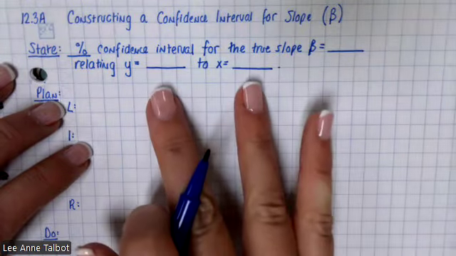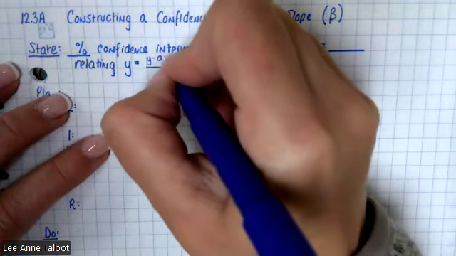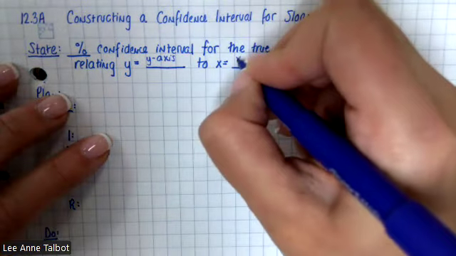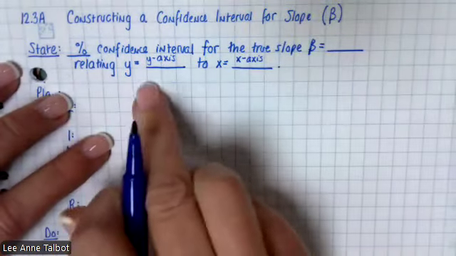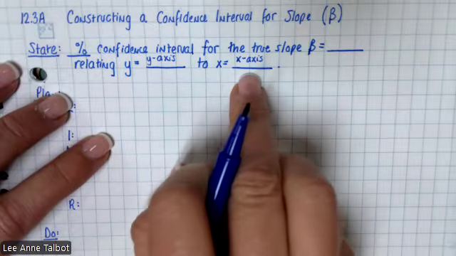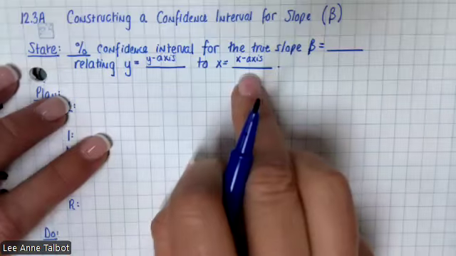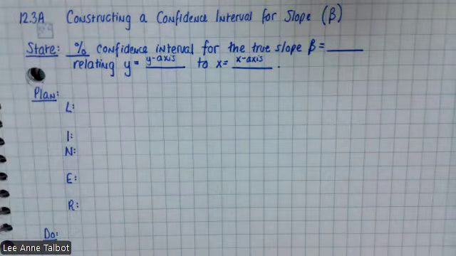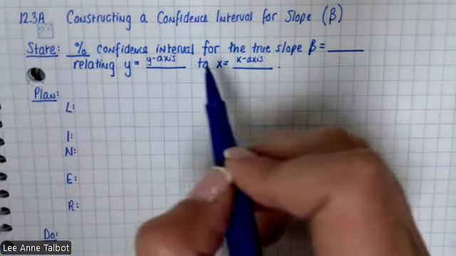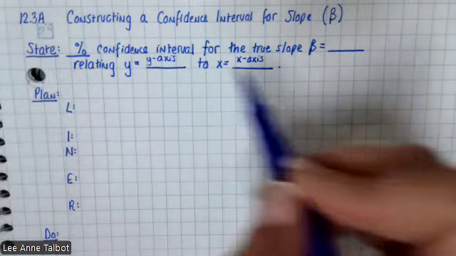and these two things will be the labels on the axes. So y-axis, x-axis. So yards to amount of cats. I don't know. Whatever variables are on the axes. Okay. So blank percent confidence interval for the true slope beta relating whatever the y is to whatever the x is.